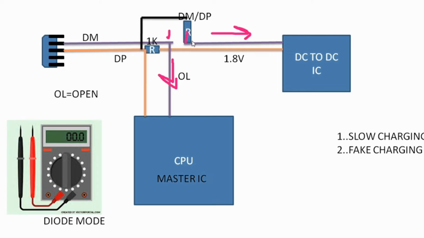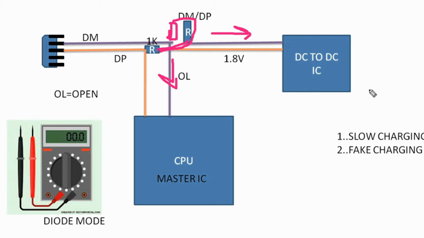If this line is open from the DC to the DC IC, meaning the charging IC, you can make a jumper from this side to this side. Alright, PMI side to PMI side. If the resistor is open from the PMI side, make a jumper to this side. Your phone works properly, no charging issue, no fake charging issue, no slow charging issue, but it does not connect with the PC.